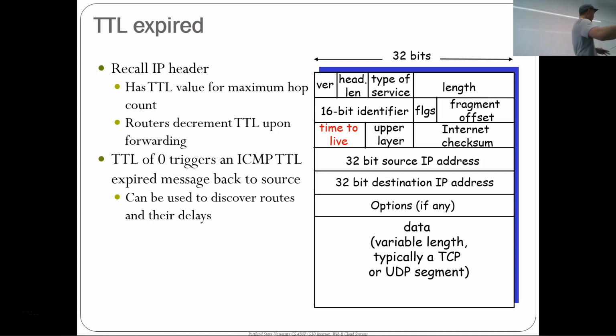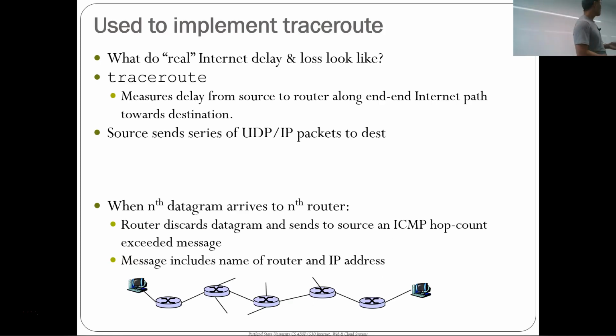And so this is often being used to discover routes and their delays. If you want to know the route from here to Europe, to a particular university in Europe, you can just use this mechanism to figure out all the individual hops along the way, and I'll show you how. And so this is the program traceroute, and it measures the delay from the source to the destination on an end-to-end path. And so this is how it works.